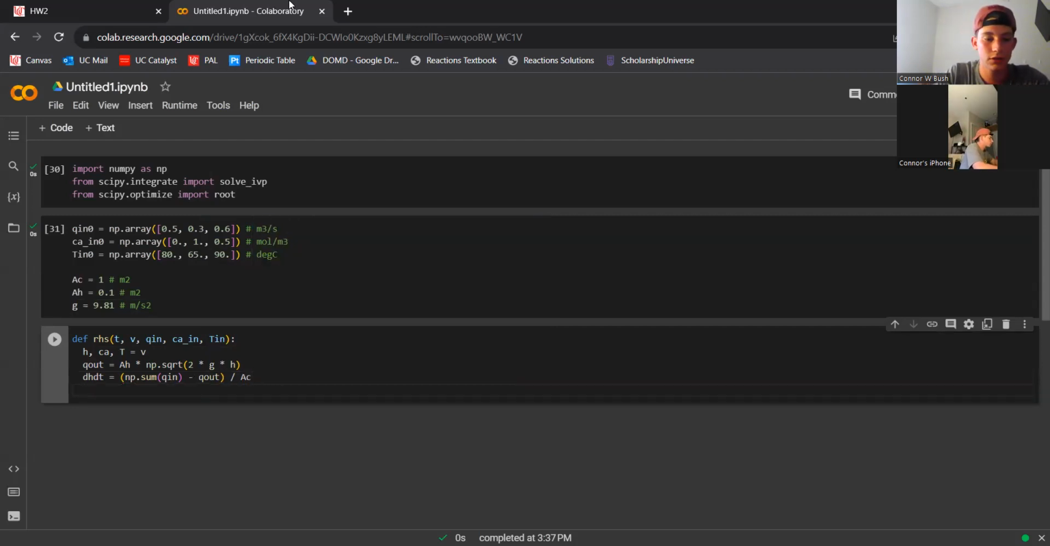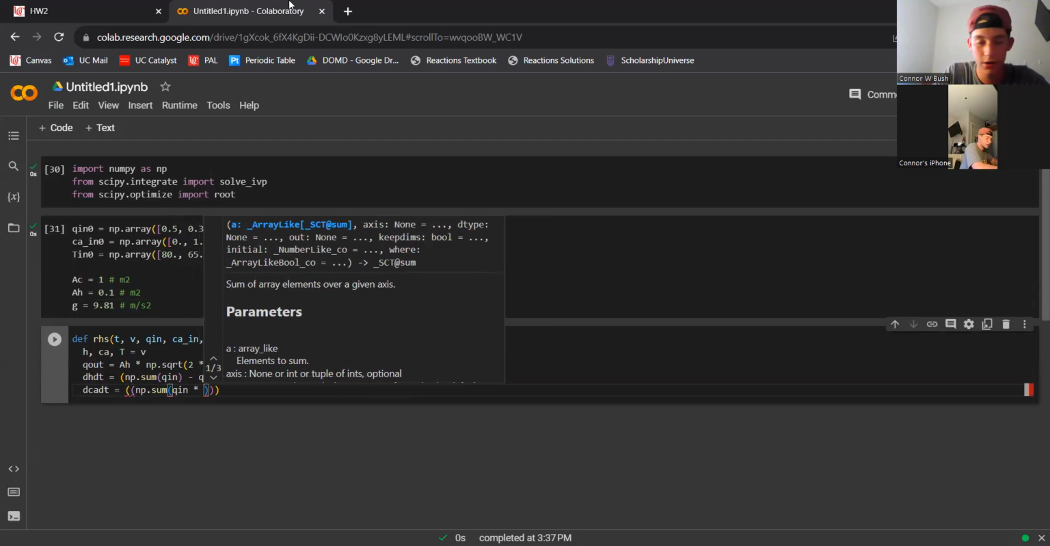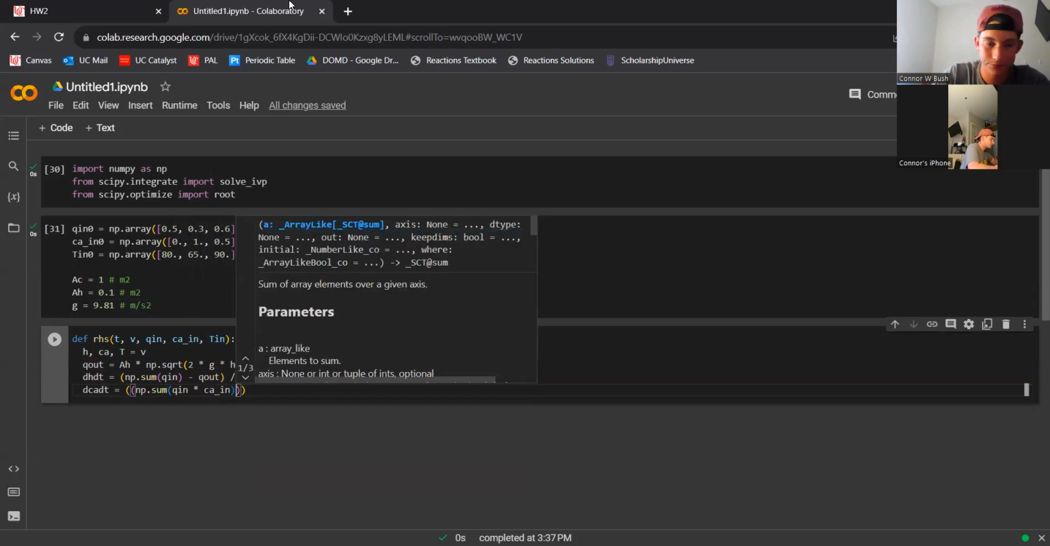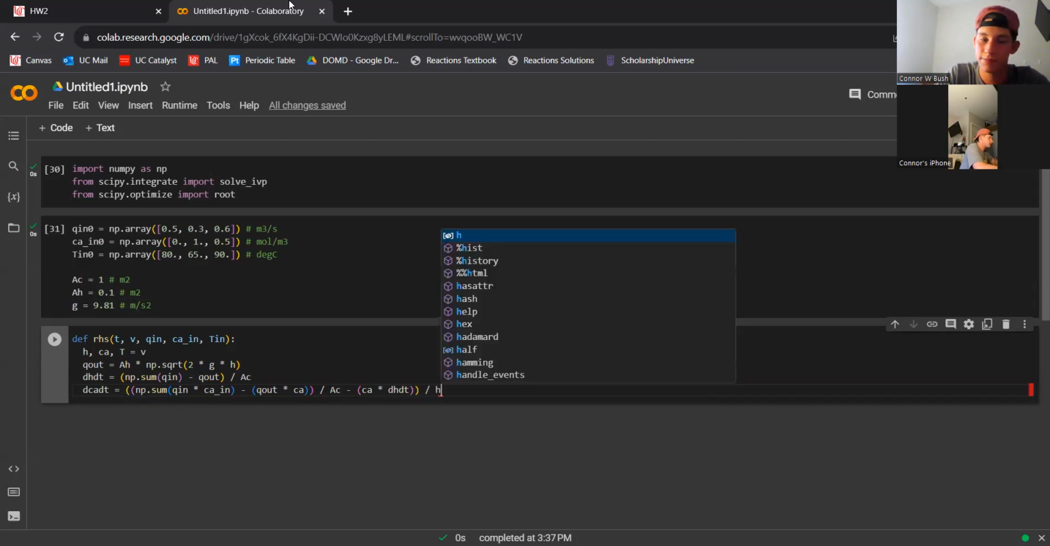dC_A/dt, that's a little more complicated. So that's going to be the sum of the product of the flow rates coming in multiplied by the concentrations coming in, subtracted from the flow rates going out times C_A, the concentration leaving the tank at steady state. This is all divided by the cross-sectional area of the tank, and then we subtract this whole thing from the product of concentration of A by dH/dt, and then all of this is finally divided by height.